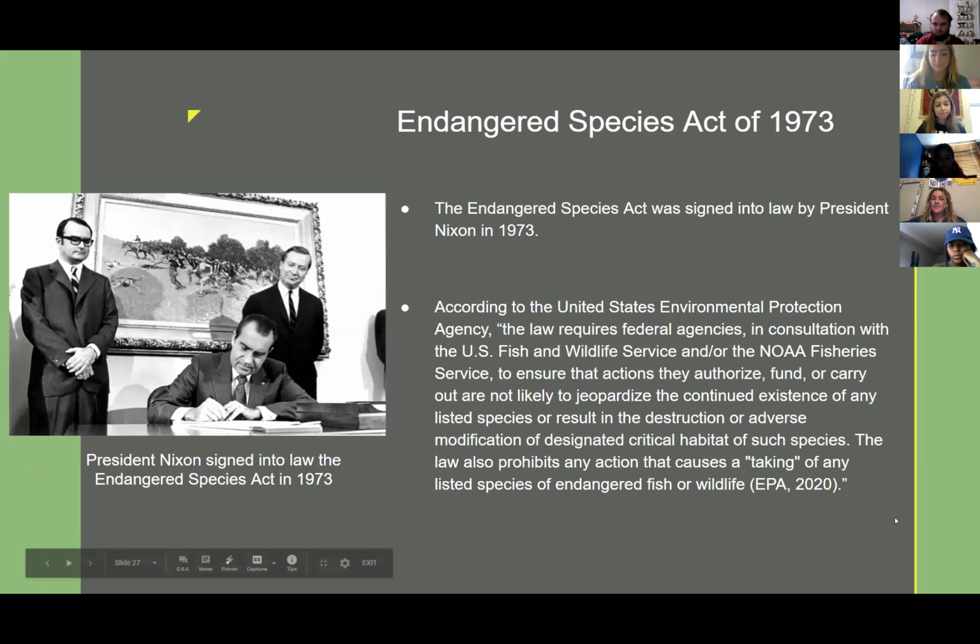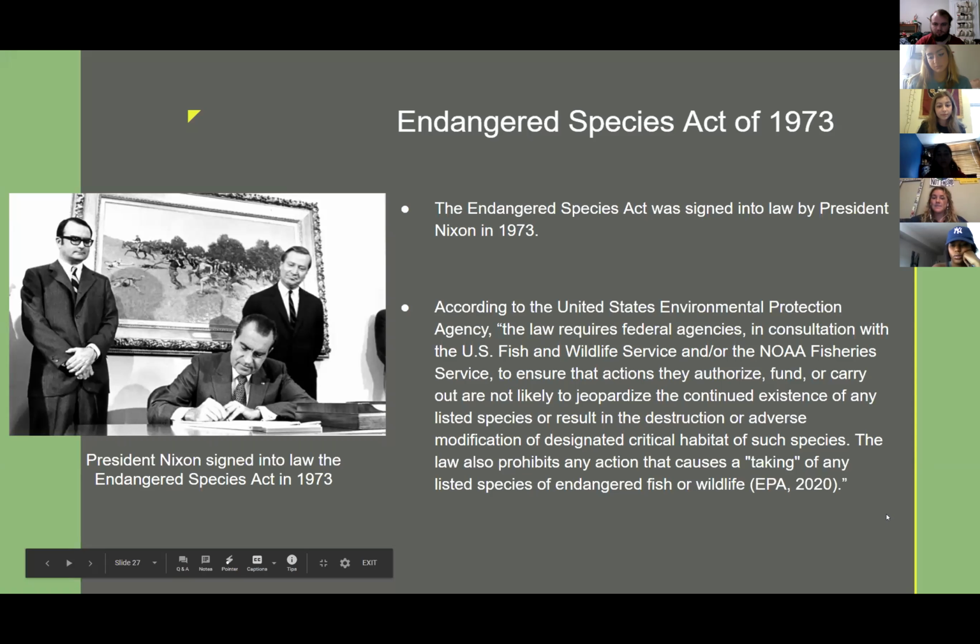Next slide, please. And so this issue was recognized by President Nixon, who then signed the Endangered Species Act in 1973. This law requires federal agencies to ensure that actions they authorize, fund, or carry out are not likely to jeopardize the existence of any listed species that are critically endangered. Turtles are protected under the Endangered Species Act, which identifies the hawksbill, leatherback, Kemp's Ridley, and green turtle as endangered, and the loggerhead as threatened. So this makes it illegal to import, sell, or travel with turtles.